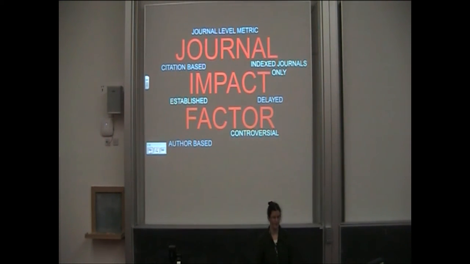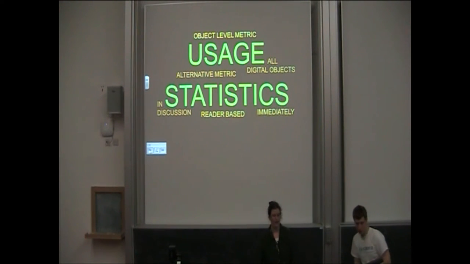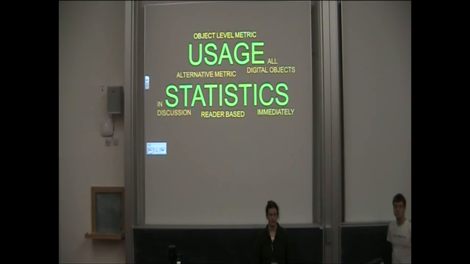The journal impact factor is highly regarded as an indicator for the quality of a journal and its papers. It's a journal-level metric. The citations are accounted for articles in indexed journals only and with delay. Because of these and more reasons, it is discussed controversially. In contrast, user statistics are an object-level metric. Immediately, database statistics can be calculated regarding all digital objects. It is an alternative metric still in discussion, but with international standards like COUNTER.